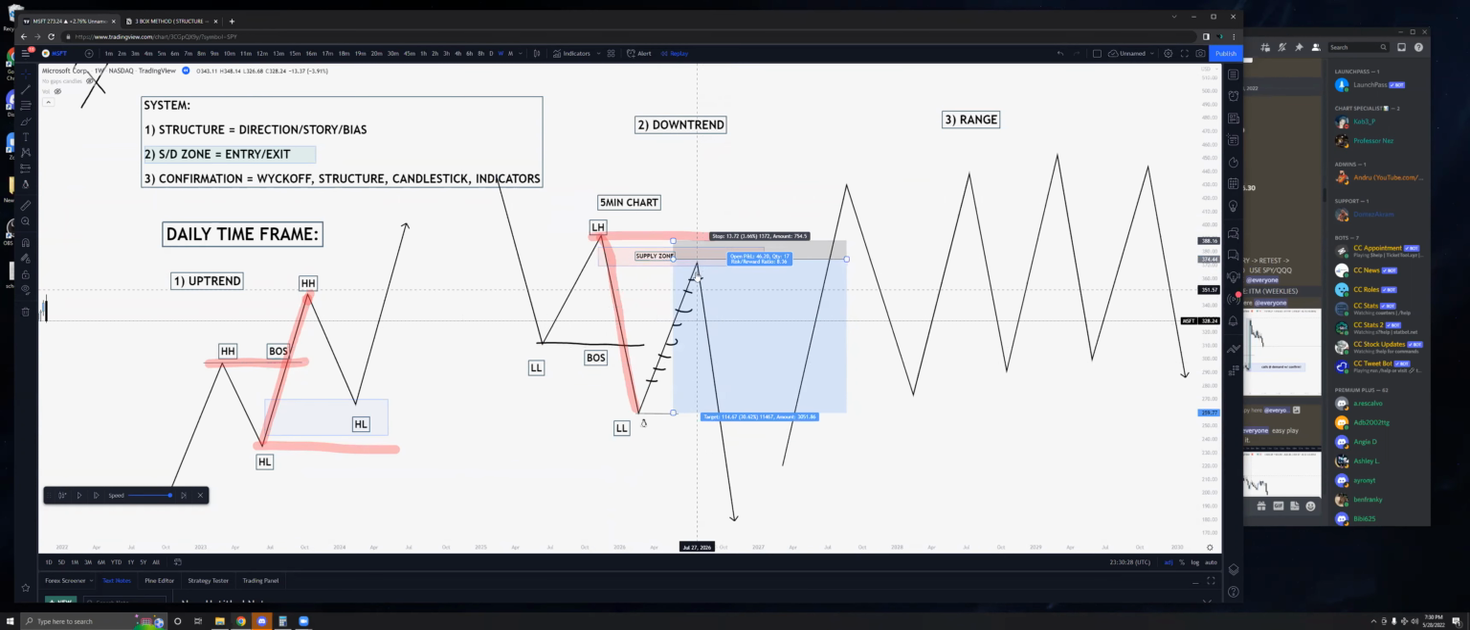There you go. That's our supply zone. Price comes into that supply zone. And where are we going to target? Do you know where we're going to target? Are we going to target the penguin, or are we going to target the new low? The new low. No, we're not going to target the new low. We're going to target the penguin.